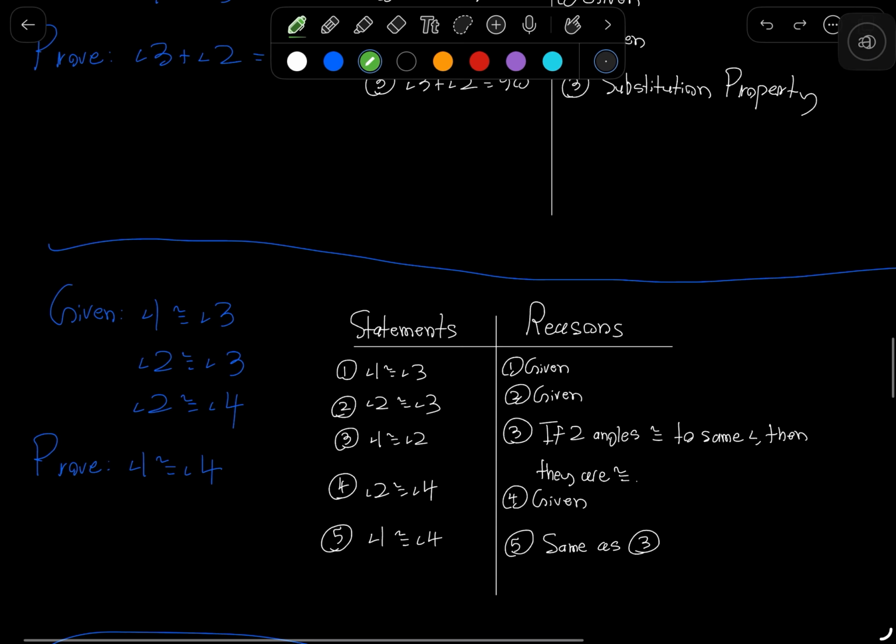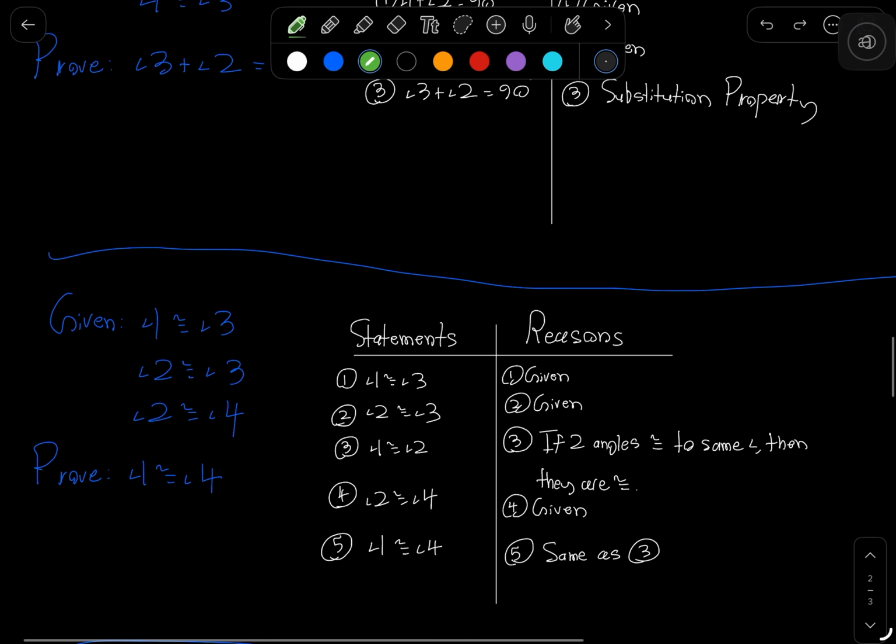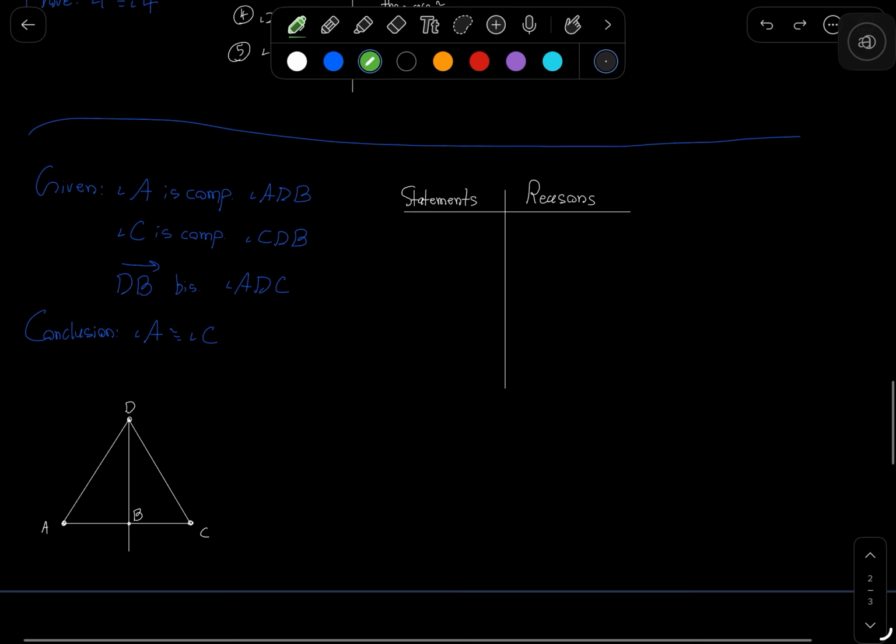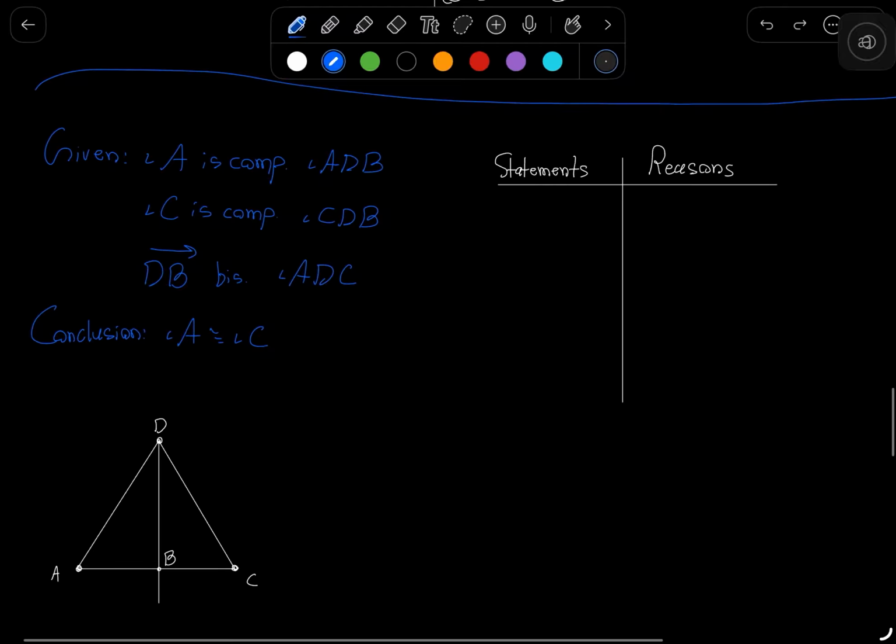Here's another question. If you want to look at it again, pause the video. This one will be a transitive property question or proof, but I want to go over one example where you actually might not need to use either. So here you're given that angle A is complementary to ADB, angle C is complementary to angle CDB, and that ray DB bisects ADC. You're trying to prove A and C are congruent.